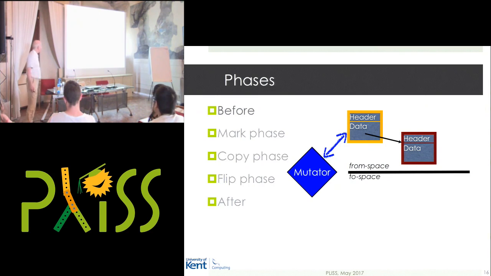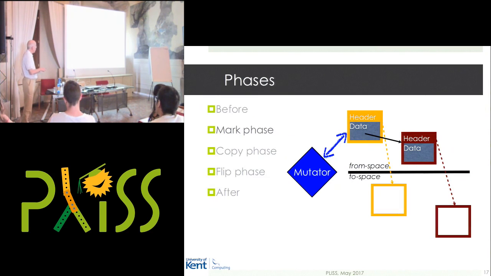The first thing we have to do is marking. The way that Sapphire marks objects is it traces all the live objects in from space, and for each live object, it creates an empty shell in to space. Apart from that, the shell is empty. It doesn't copy the data.